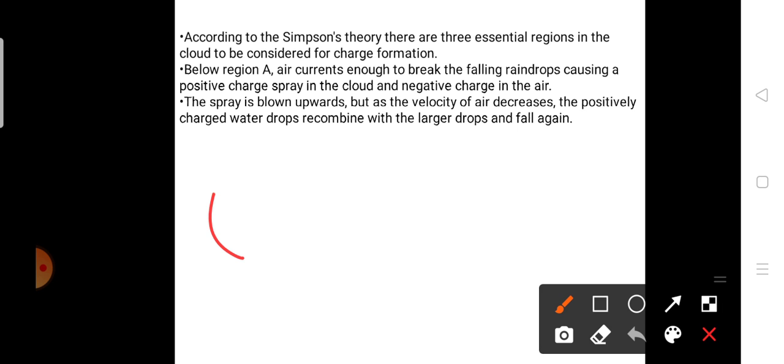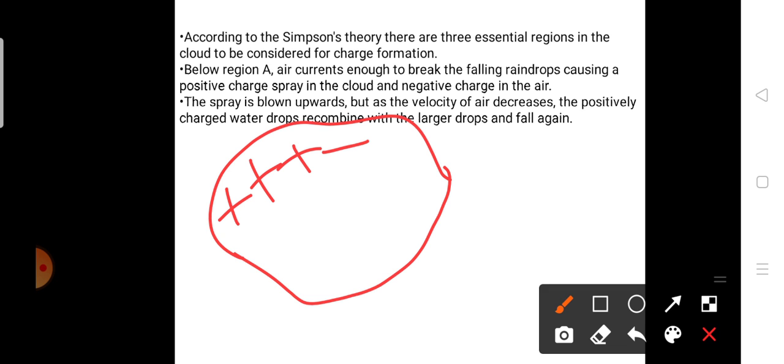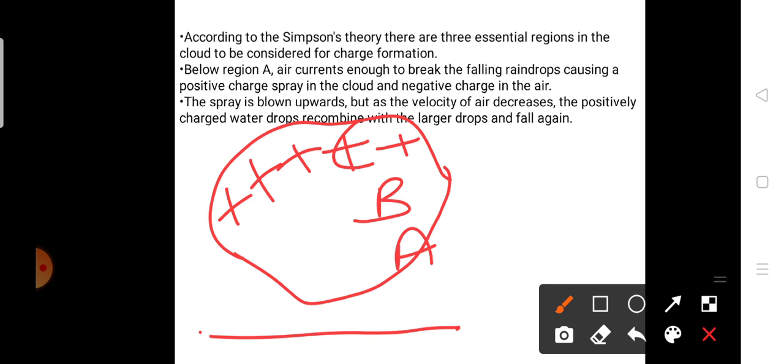So as I showed you, please remember, this was the cloud, the upper part was charged with positive. So let me say there are three regions, A, B and C. According to Simpson's theory, there are three essential regions in the cloud to be considered for charge formation. So below region A, let me say this is the positive rain region, and this is the negative rain region.